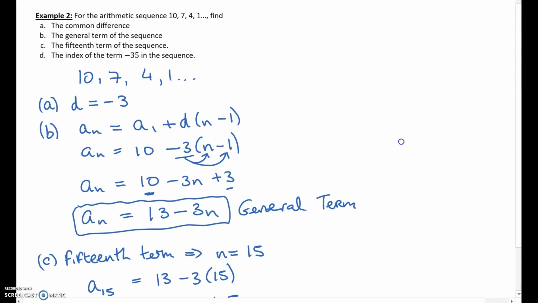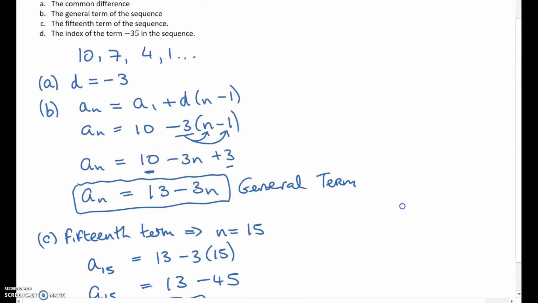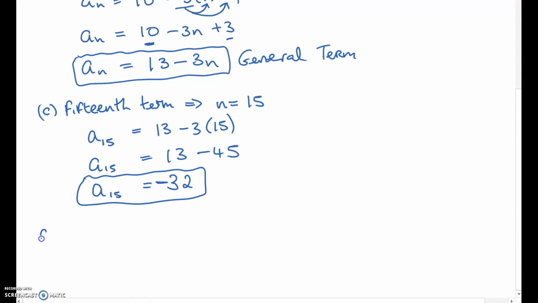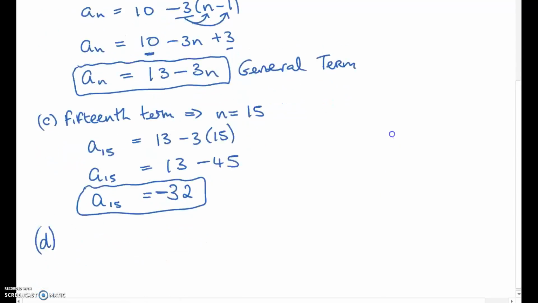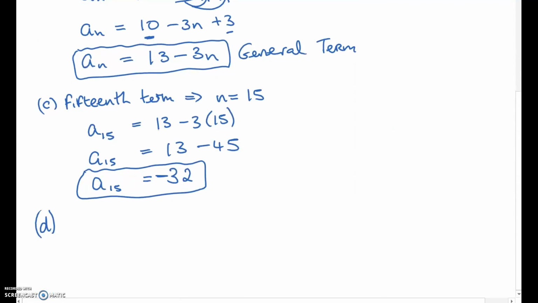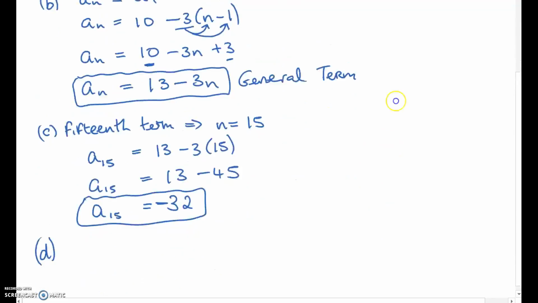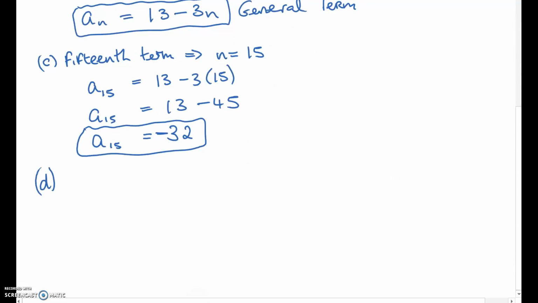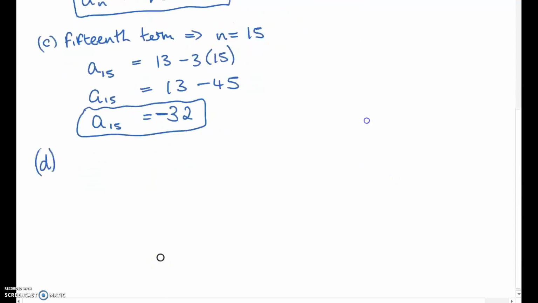Right, last question. What is the index of the term negative 35? If we want to know where negative 35 comes in the sequence, we can probably guess, because it's going down in 3s. A15 is negative 32, so if we reduce that by 3, one more step, it would be the 16th term: negative 32 minus 3 is negative 35. So that's one way of getting our answer, but we can also do it using the formula.